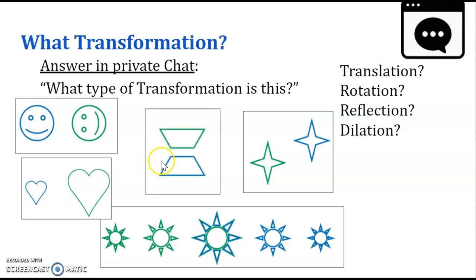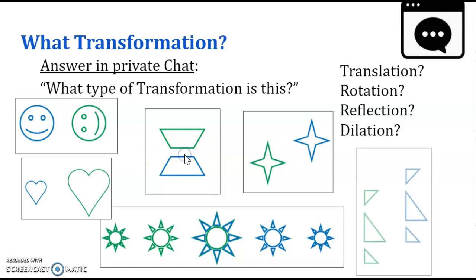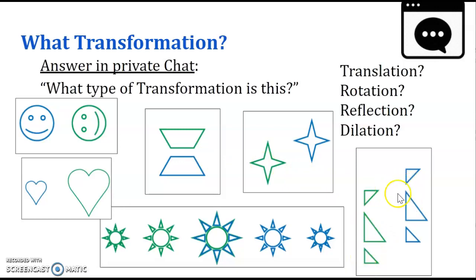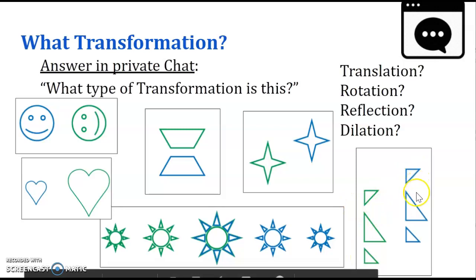And what about this? Same shape, same size, but it's upside down, so that is reflection. And what about the final one? The blue is original, green is the transformed, so it's translation. The whole image is being moved, slid downwards and to the left.